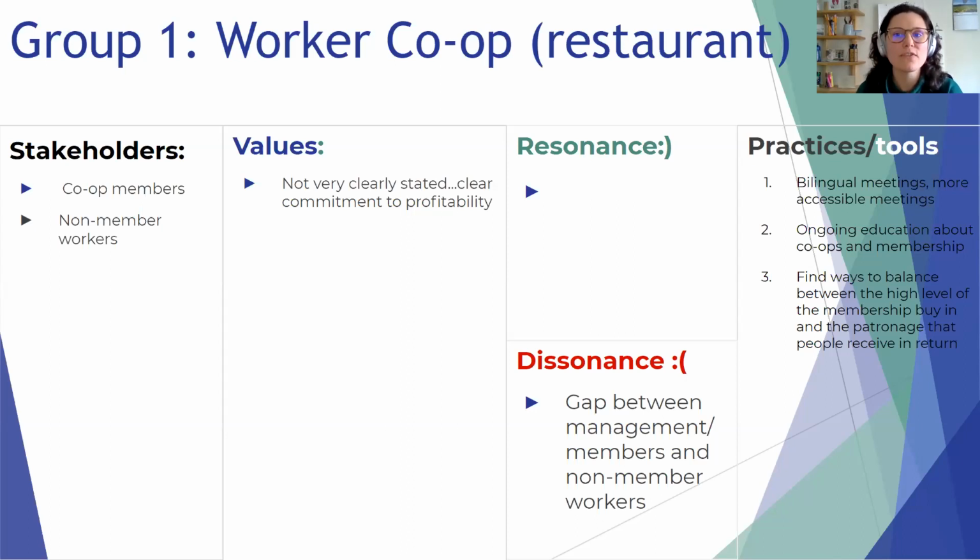Oh, and then also finding mechanisms so that there could be a balance between that high buy-in expected of the members and the patronage, because further in the description it mentioned that folks felt the patronage wasn't high enough to justify that high cost of buy-in. So that needs to be adjusted somehow. Did anyone else have other points that I missed?